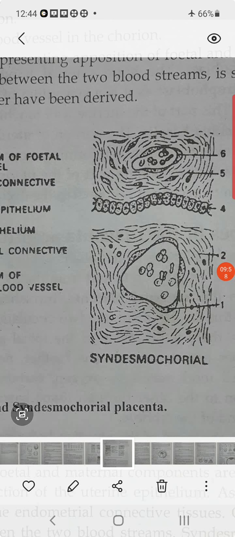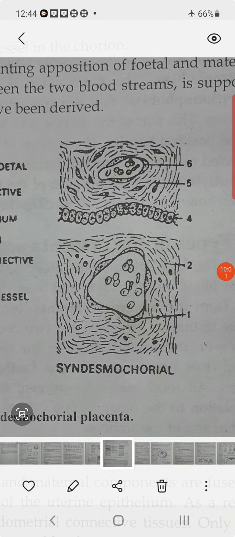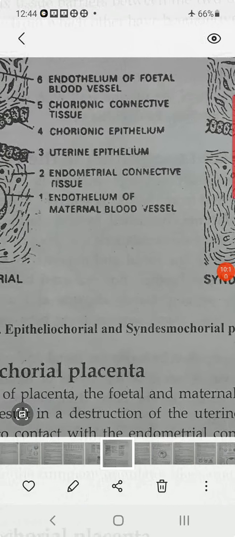See the diagram. Here, the epithelium lining of the uterus is destroyed. Destruction means the intimate contact is there. Because of that, destruction is there.